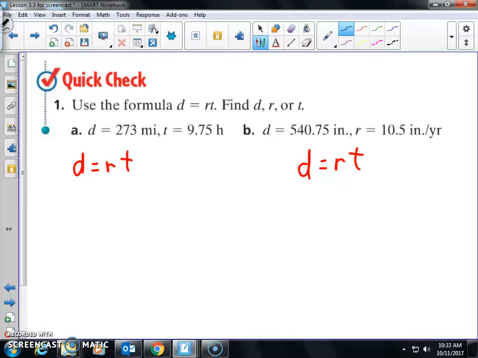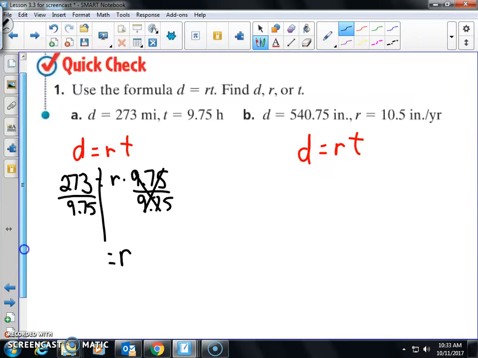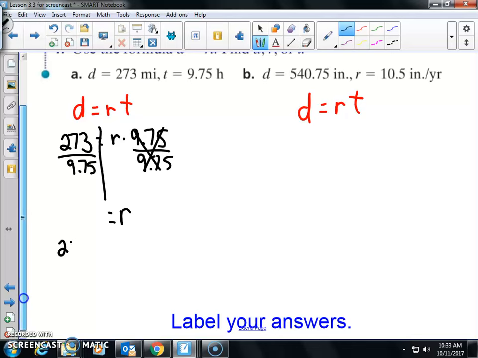Alright, hopefully you've had time to try each problem. So in letter A, the distance is 273 miles. We don't know your rate, we don't know how fast you were going, but we know the time was 9.75 hours. So we're going to divide both sides by 9.75. Have to do a side problem. So 273 divided by 9.75. We know our rules for decimals. Move the decimal twice.